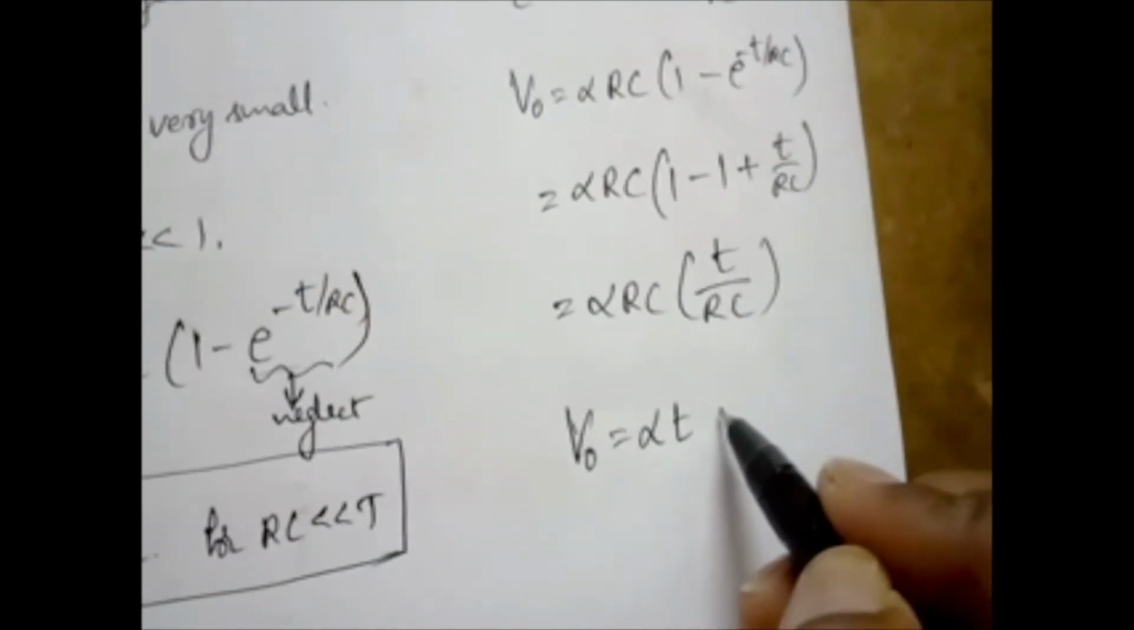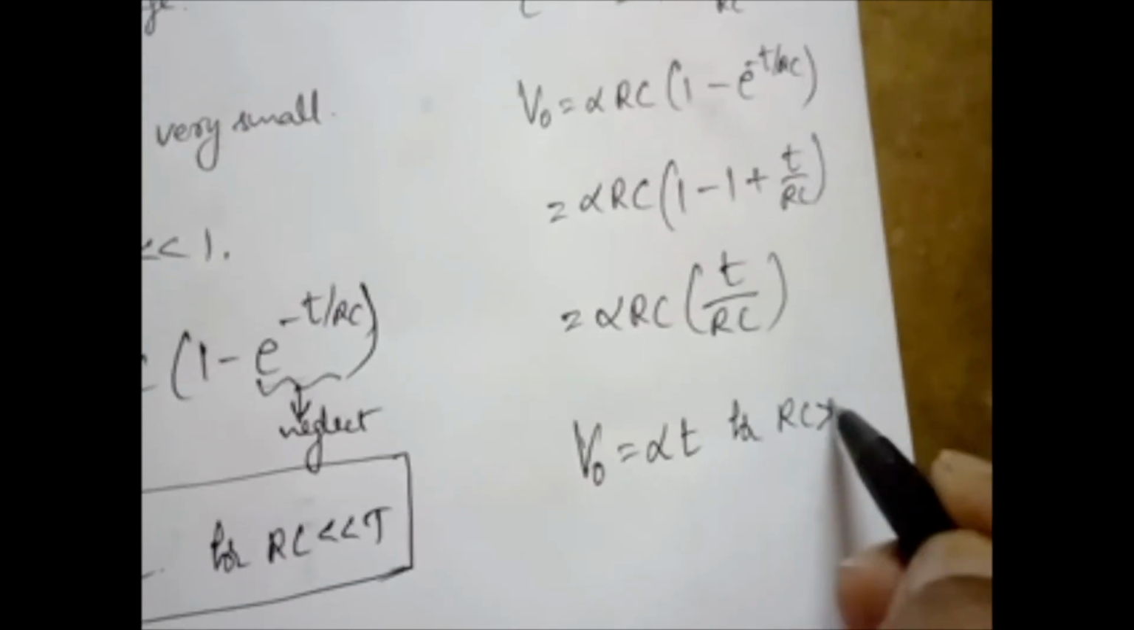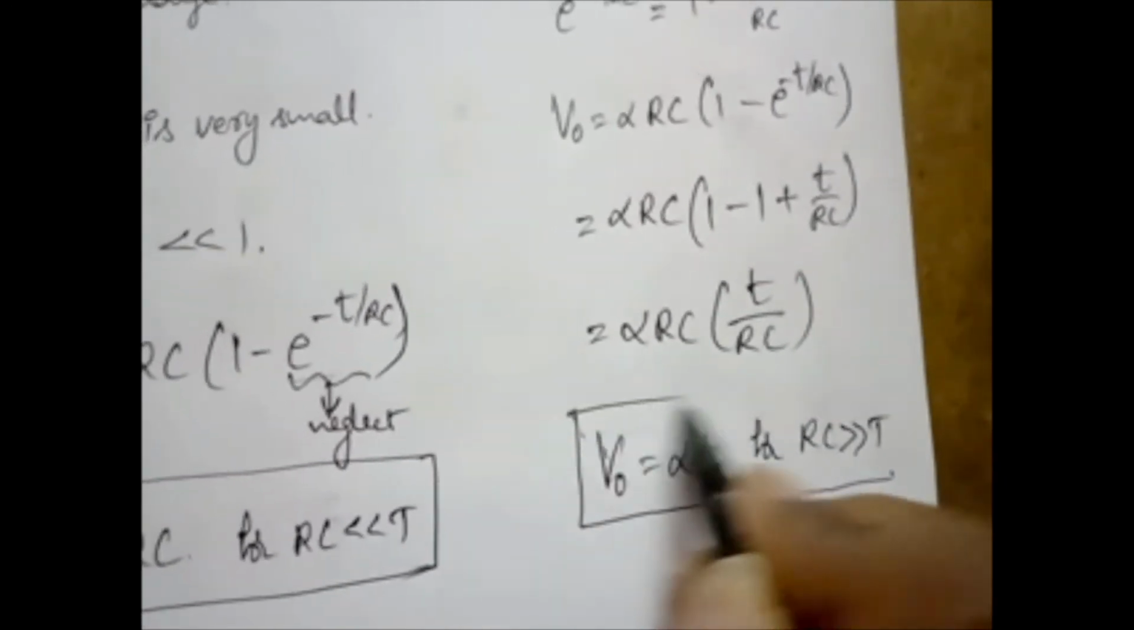So V0 is equal to alpha RC into 1 minus e power minus T by RC. If e power minus T by RC, we are substituting 1 minus T by RC, what does it become? 1 plus T by RC. Therefore, minus 1 plus 1 get cancelled. Alpha RC into T by RC, the RC gets cancelled. V naught is equal to alpha T for RC greater than T. So these 2 points we have to remember.